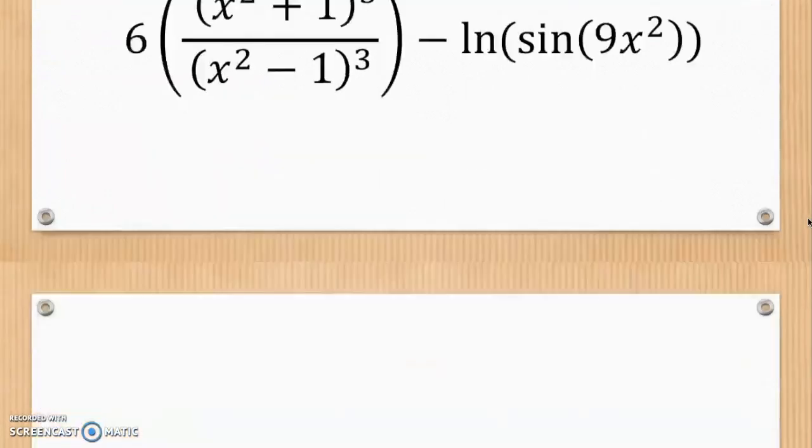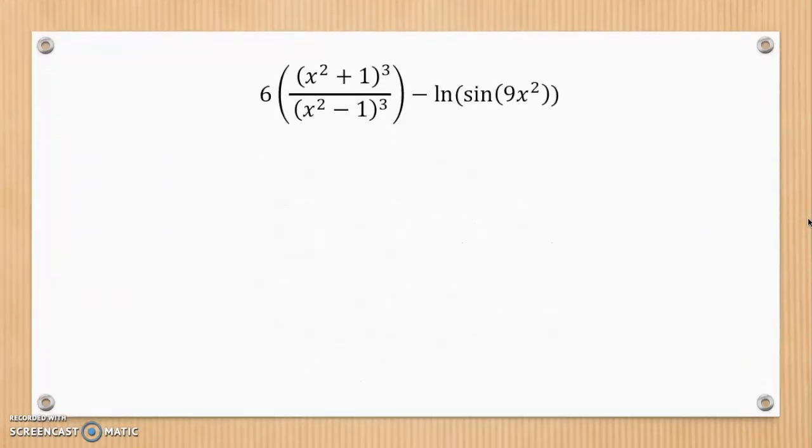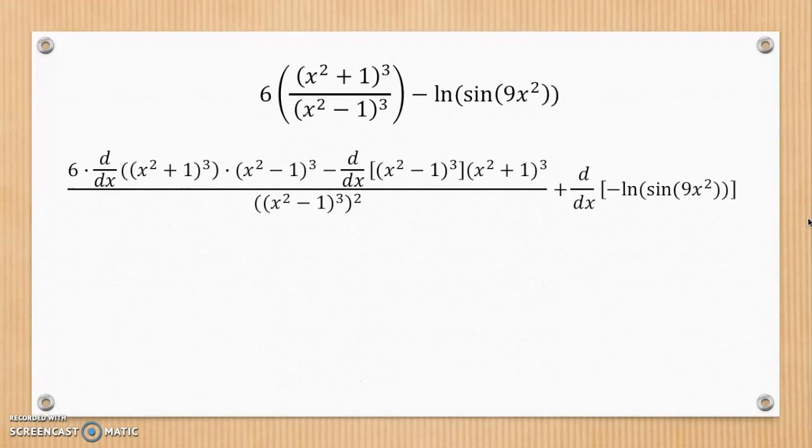So our first step would be to separate our equation into two. For our first equation, we're going to use the quotient rule to find the derivative. And on our second equation, we're going to find the derivative using the natural logarithm formula.